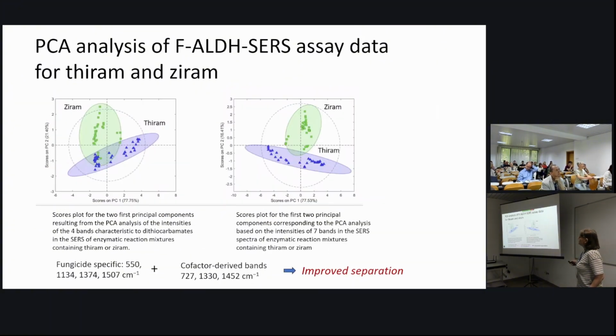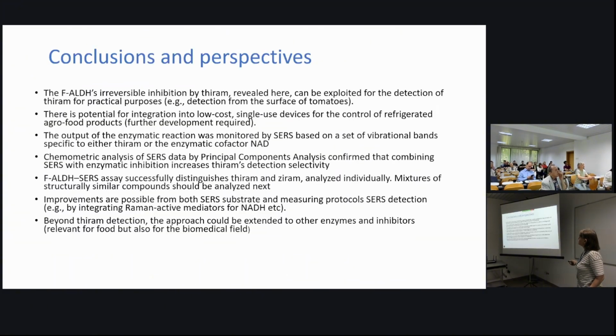When we analyze all the spectra of the enzymatic mixtures that contain thiram and thiram by principal component analysis, we see the same thing as when we have individual samples without enzyme: an overlap. This is just looking at the fungicide-specific bands. But if in this analysis we also include three bands that correspond to NADH, then we improve this separation, even with simple visualization by PCA. So basically, this is as far as we went with this approach so far.